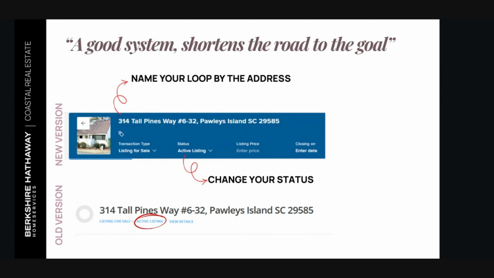Also important, you can see the different look, right? It's going to be transitioning to the new look. So the old version, how it looked, and then what the new version looks like. It is so important that you change the status of your loop. When you have a contract and it is ratified, signed by all parties, change the status and make sure you put in what the purchase price is and when the closing date is.